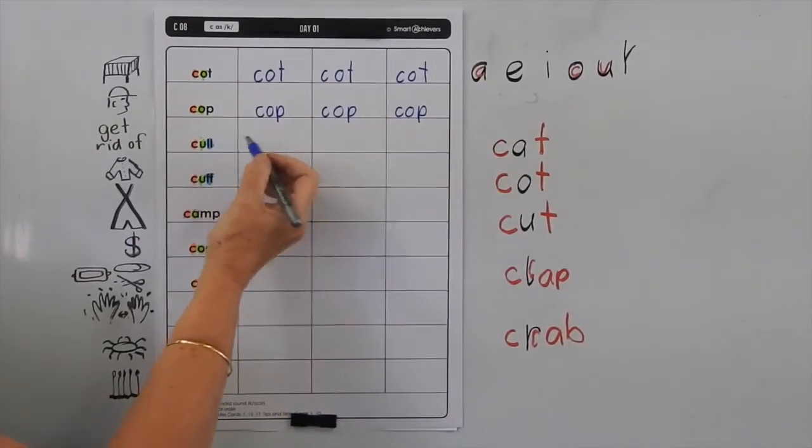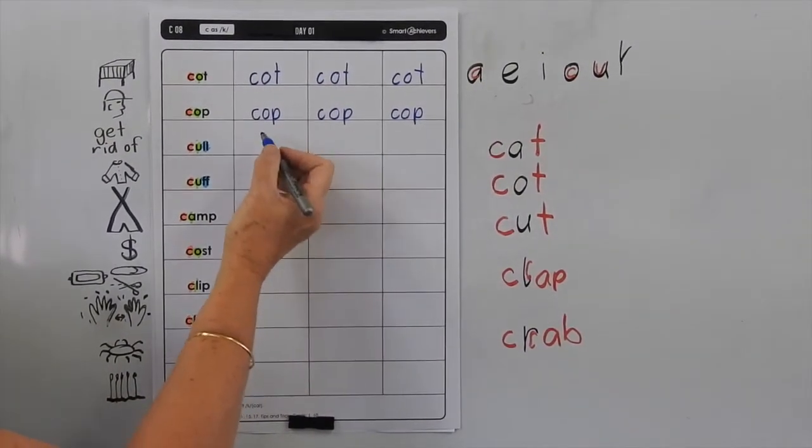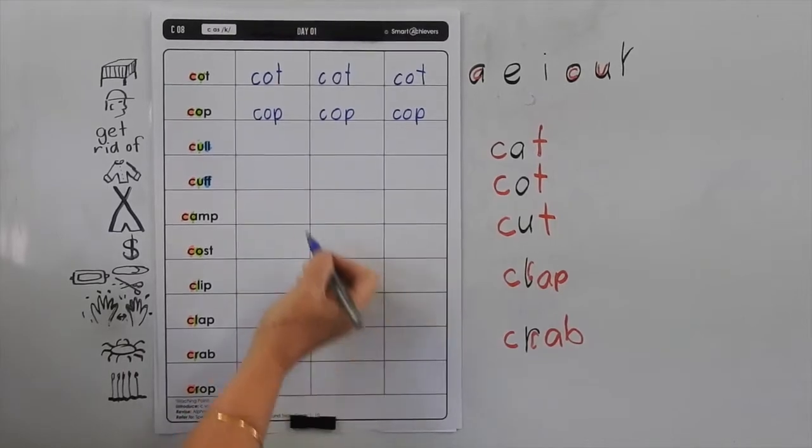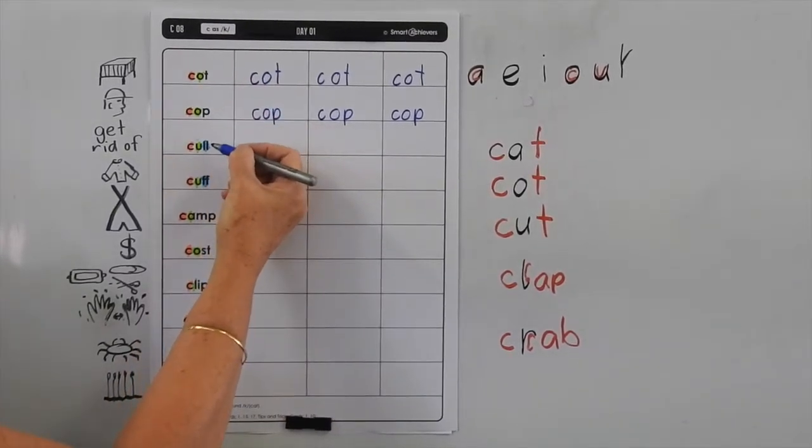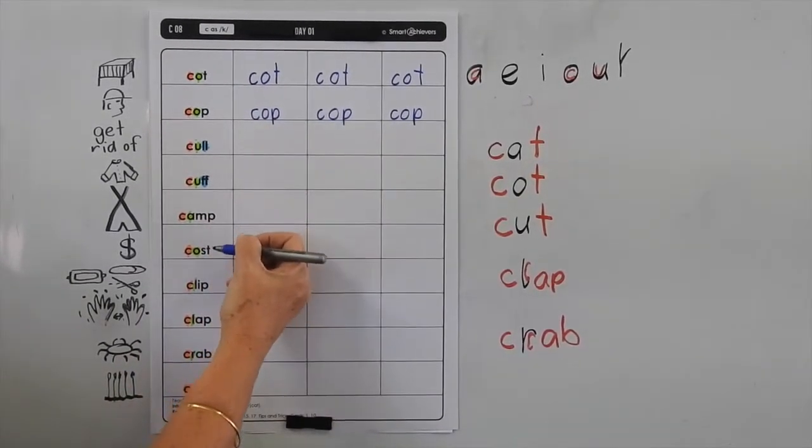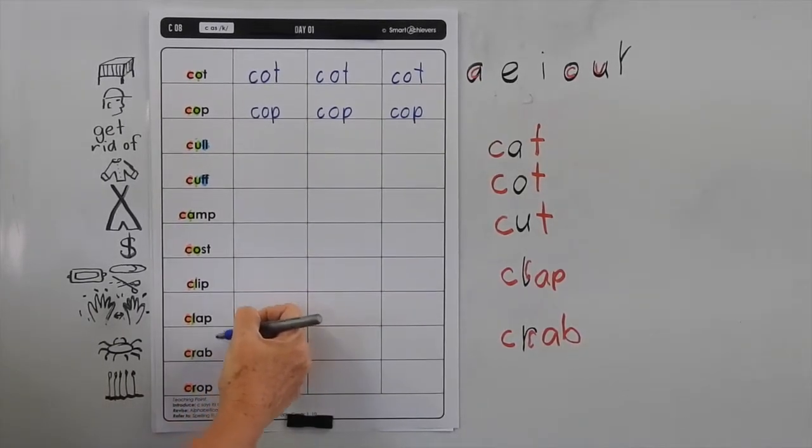You have to read, sound and spell the rest of them and write them in the little boxes. We've got cot, cop, cull, cuff, camp, cost, clip, clap, crab, crop.